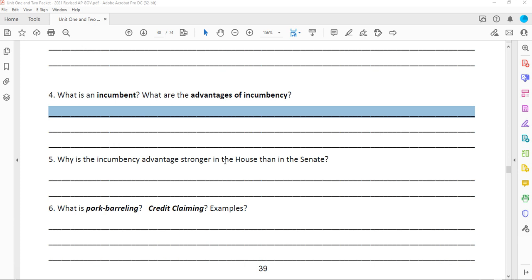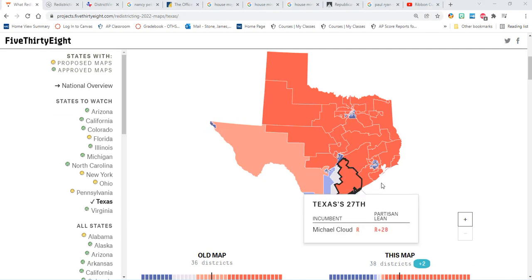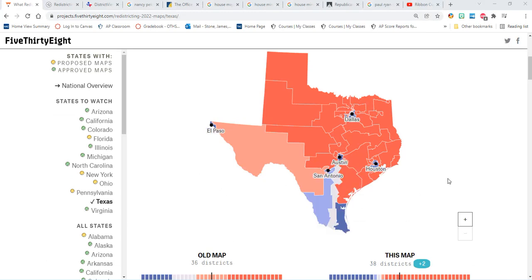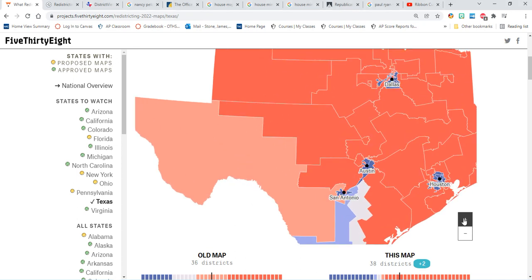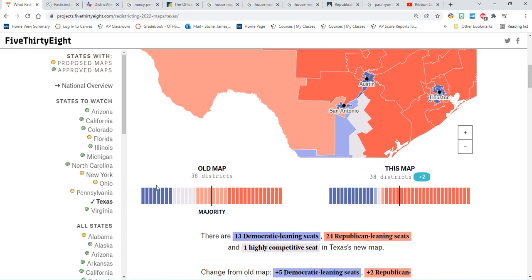Why is the incumbency advantage stronger in the House than in the Senate? Because of what I just mentioned. Members of the House, especially in a state like Texas, have a much, much higher likelihood of getting reelected simply because of the way the districts are drawn. And let me pop over to the internet and show you that real quick. This is the proposed congressional redistricting map for Texas. We gained representatives. And as you can see from this website, the old map had about 10 or 11 solid Republican districts and about eight solid Democrat districts, but quite a few toss-ups.